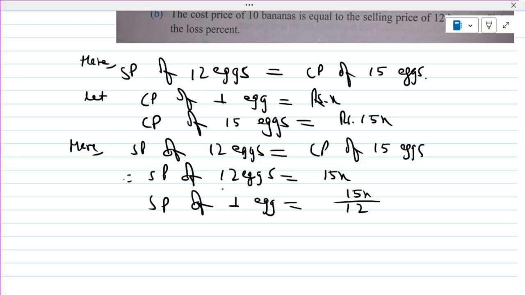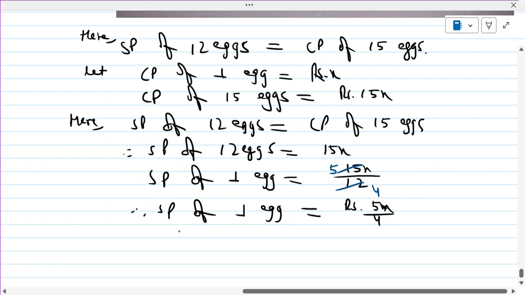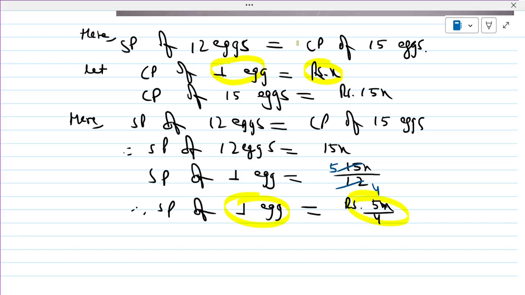So we can cancel it: 3 5s are 15, 3 4s are 12. So therefore SP of 1 egg equals rupees 5x by 4. And when we compare the cost price and selling price of one egg, let's see. Cost price of one egg is rupees x, I mean 1x, and selling price of one egg is 5 by 4x. 5 by 4 is greater than 1.